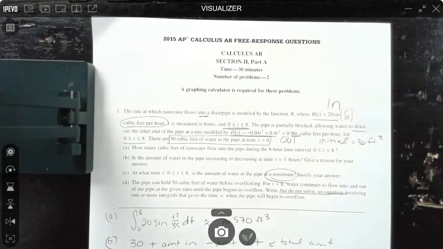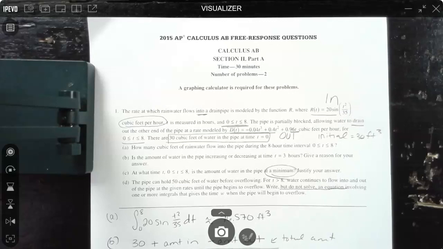And I already knew as soon as I read the problem what's going to happen, right? They're going to ask me how much has been there. They're going to ask me the rate that it's coming in. Is it flowing in or out faster? So you can get a lot from the first part of the problem.